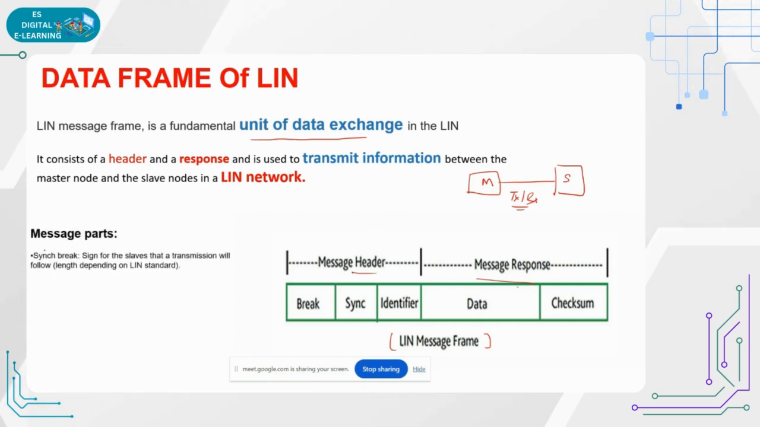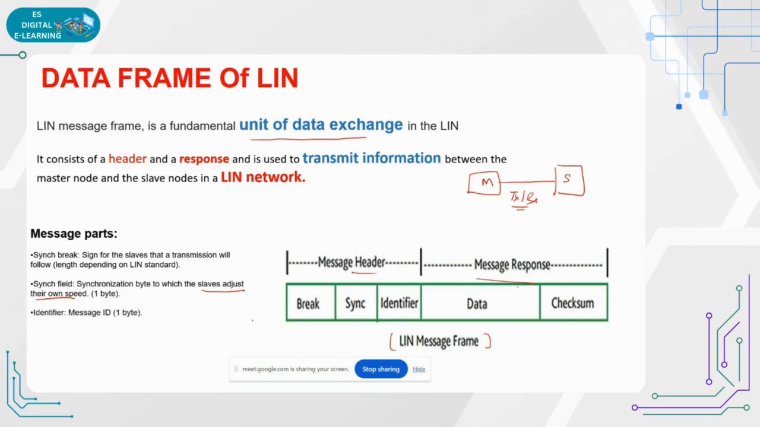And what is the sync break? It is a signal to the slave that the transmission will follow. Okay, so the sync break will be there. And next we have a sync field. This is about the synchronization. Okay, so it tells the slave to adjust to the speed at which you are transferring. So that is a kind of baud rate.